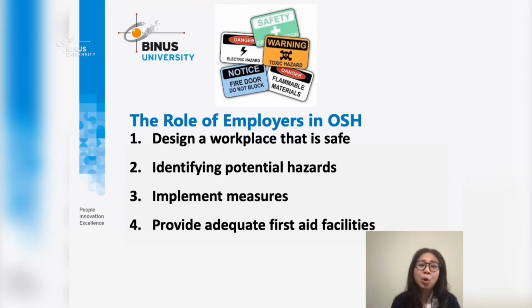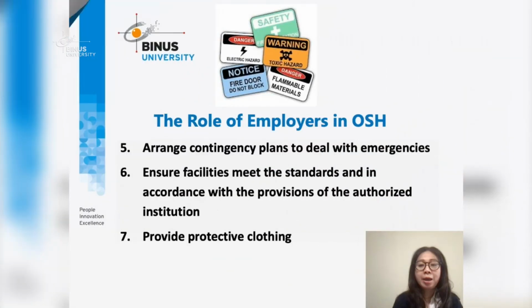What are the role of employers in occupational health and safety? First, design, provide, and maintain a workplace that is safe and without health risks. Second, identify potential hazards. Third, implement measures to reduce the risk of bullying and harassment. Fourth, provide adequate first aid facility. Fifth, arrange contingency plan to deal with emergency, including evacuation of workplace.